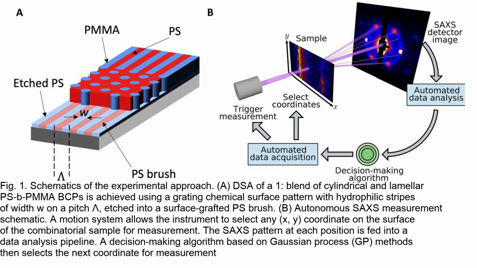Panel B depicts the schematic of the autonomous small-angle X-ray scattering (SAXS) measurement, where the X-ray beam is focused to a small spot on the sample to avoid averaging across adjacent patterning fields. The autonomous SAXS measurements were performed at the soft matter interfaces beamline at the National Synchrotron Light Source 2. The figure also shows the workflow of the machine-guided selection of subsequent measurement locations within the pattern array using a Gaussian process, GP, regression method.